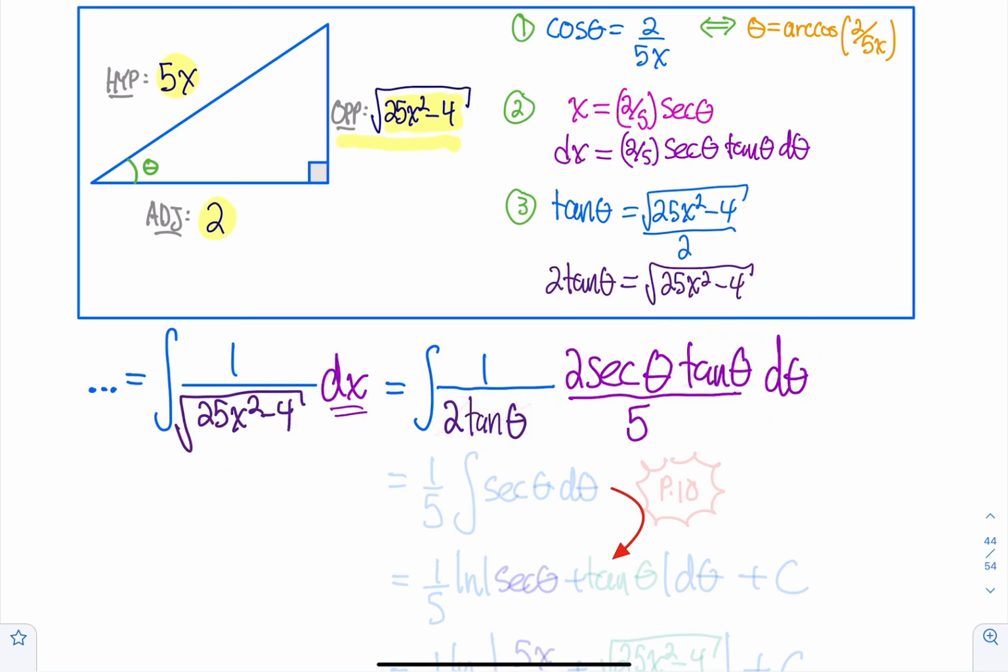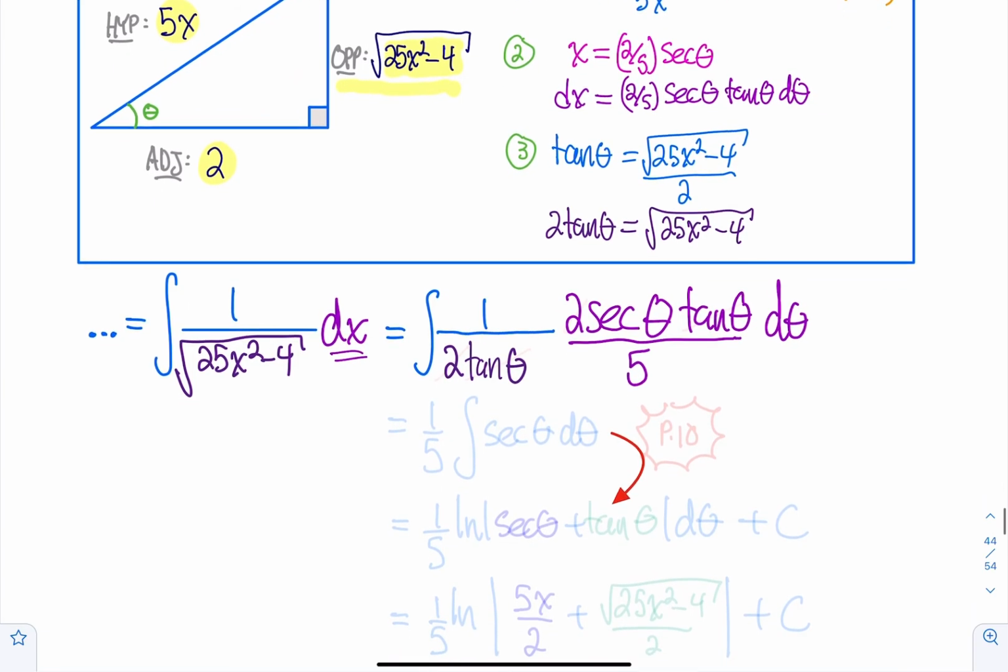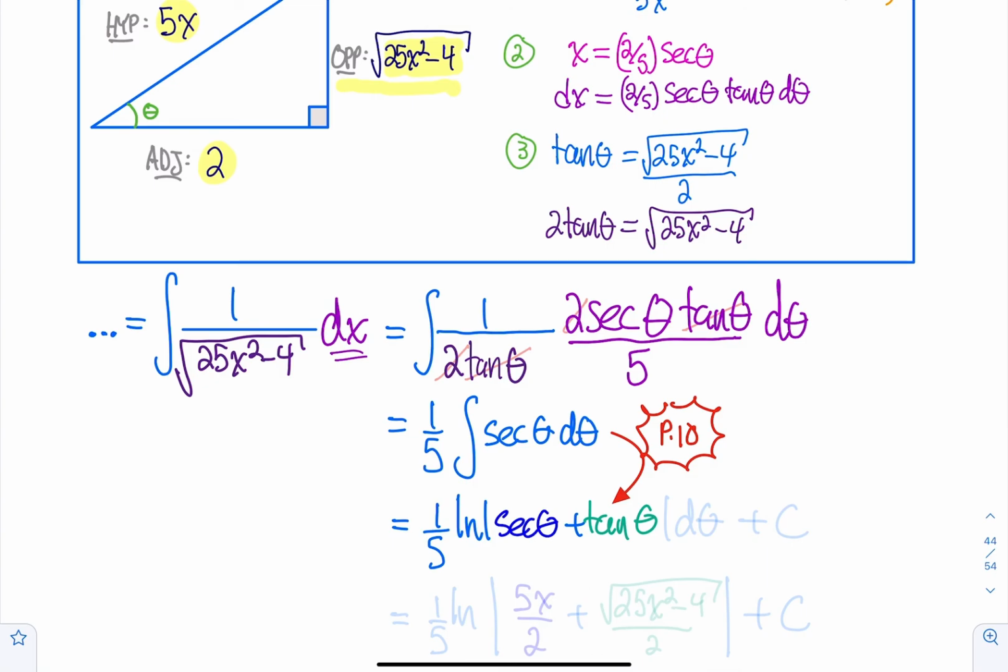And now the only thing I have to do is to simplify as much as possible. Here things do simplify very nicely. The tan theta simplifies with tan theta, and the 2 simplifies with the 2. So you're only left with secant theta inside and 1 over 5. I will put the 1 over 5 outside, the integral of secant theta. When you have a trig function alone, you can just refer to your extended basic list. If you use the formula on page 10, poof, the integral of secant theta is ln of absolute value of secant theta plus tan theta. So this becomes 1 over 5 ln of absolute value of secant theta plus tan theta.